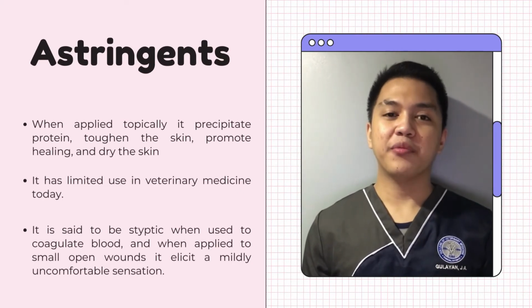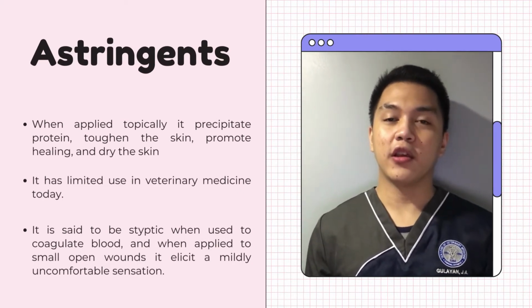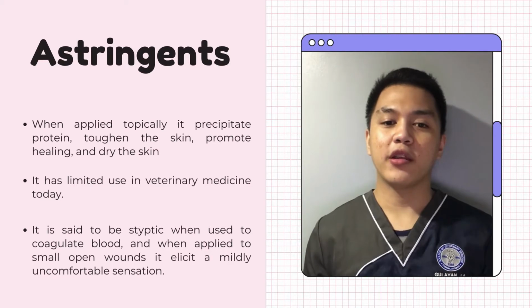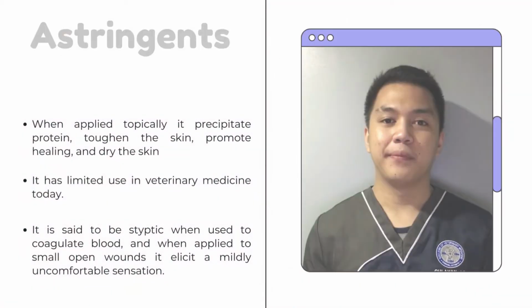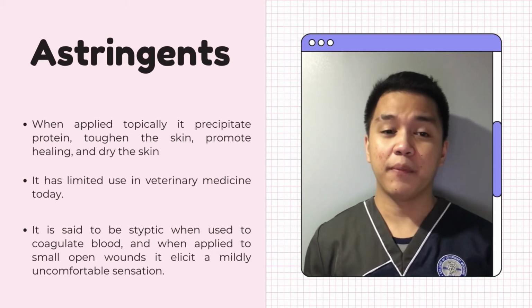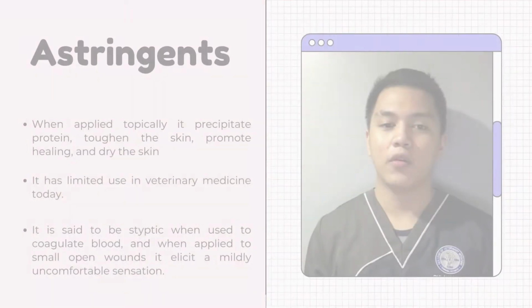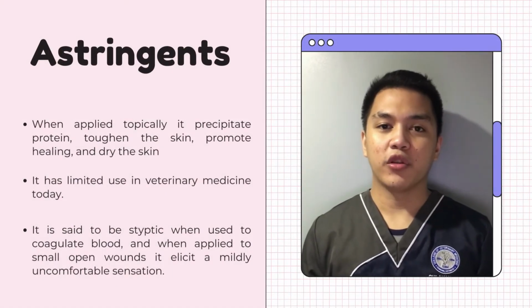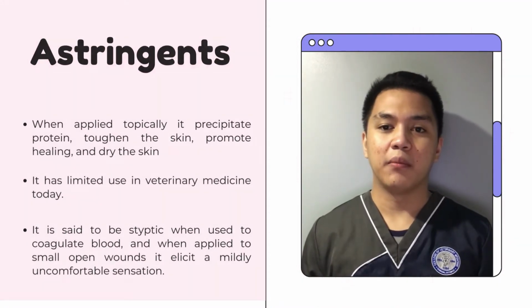Astringents. Astringents precipitate protein, toughen the skin, promote healing, and dry the skin when applied topically. When used to coagulate blood, astringents are said to be styptic and elicit a mild uncomfortable sensation when applied to small open wounds. Astringents have limited uses in veterinary medicine today.